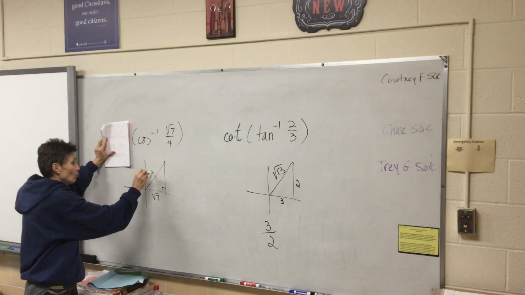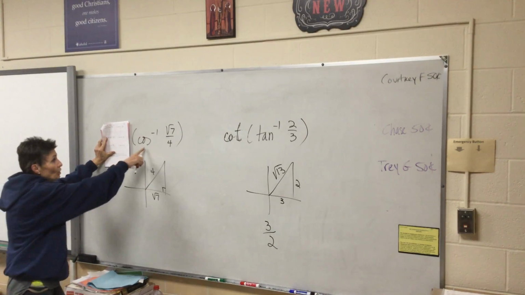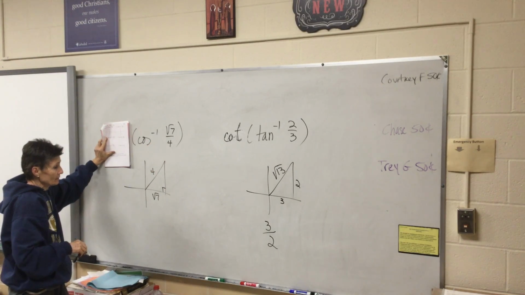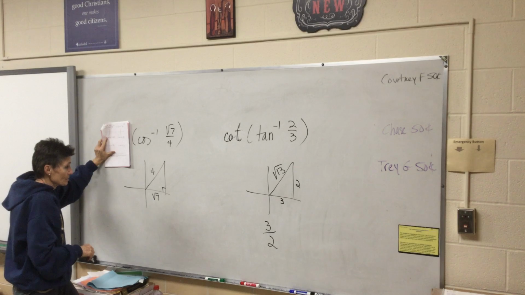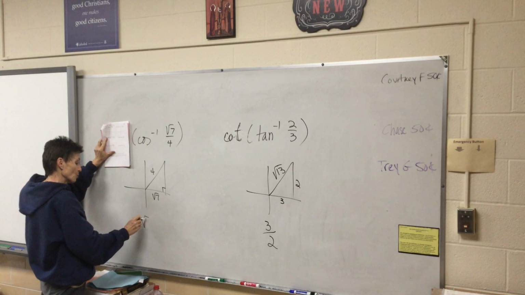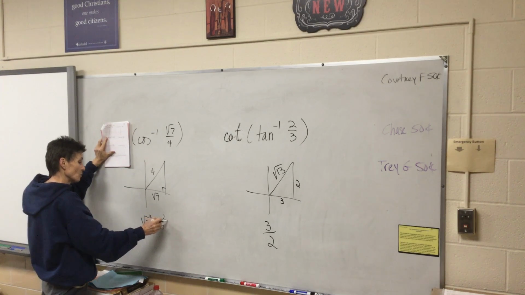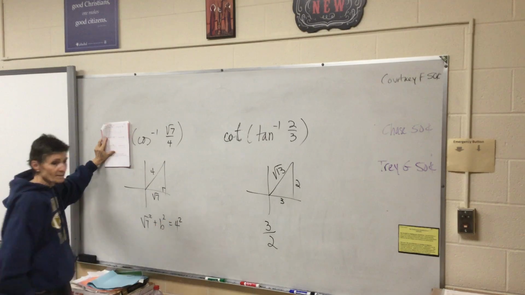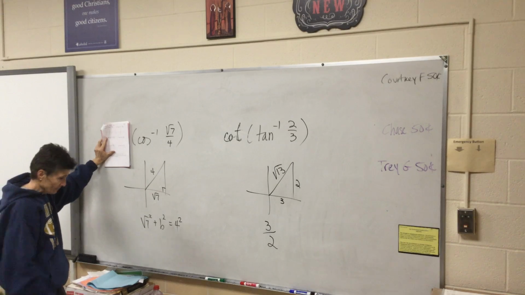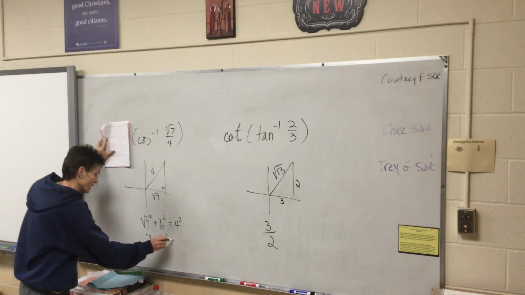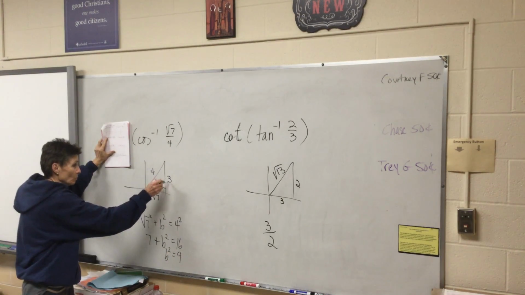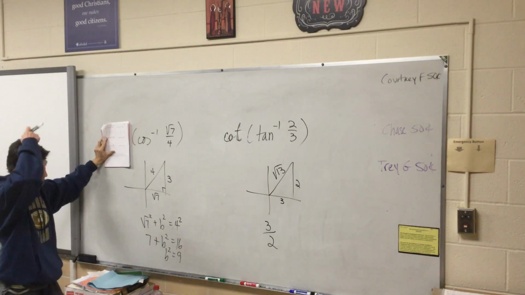Adjacent over hypotenuse, that's cosine. So a squared plus b squared equals c squared. So root 7 squared plus b squared equals 4 squared. What's root 7 squared? 7. Yep. Plus b squared equals 16, so b squared equals 9, and b equals 3.